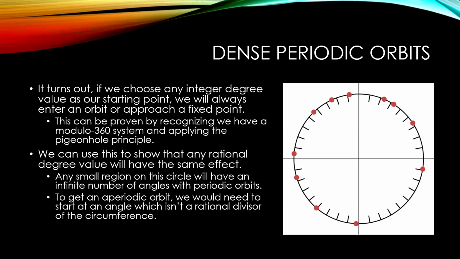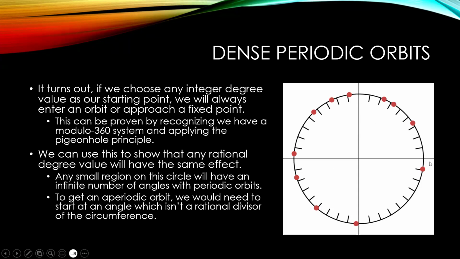The problem is degrees are just too nice. We set up degrees so that they would be nice. I mean, we wanted to make it so that we have a lot of nice angles that we can play with. In order to get an aperiodic orbit, we would need to start at an angle which isn't a rational divisor of the circumference. And the easiest example is a radian.